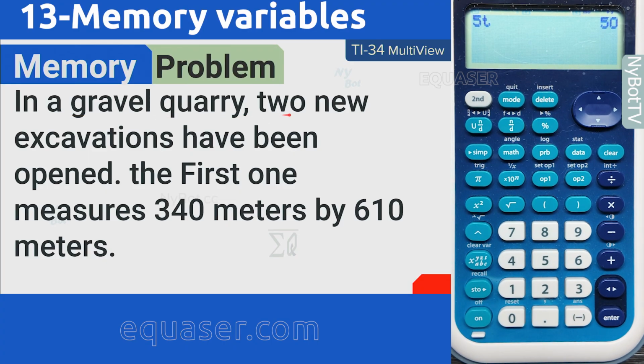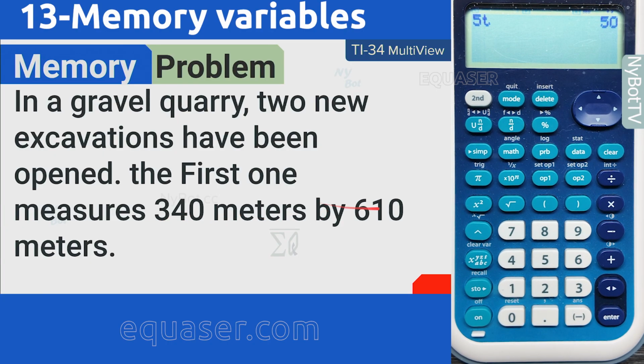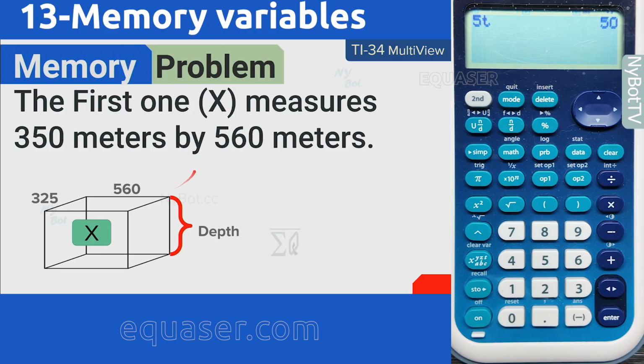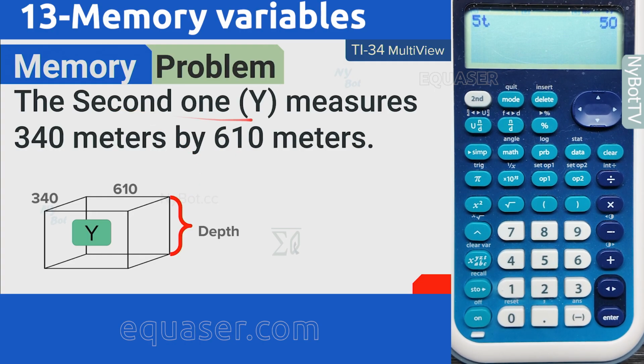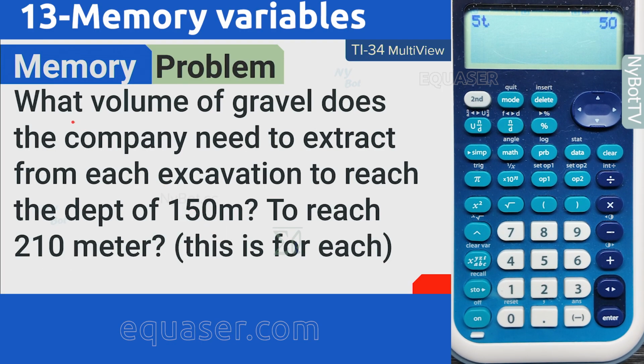In a gravel quarry, 2 new excavations have been opened. The first one measures 340 meters by 610 meters, something like this, and we call this excavation X. The depth is not given, it's just length and width. And for the second one, Y, 340 by 610 meters, again, depth is not given. What volume of the gravel does the company need to extract from each excavation to reach the depth of 150 meters to reach 230 meters?